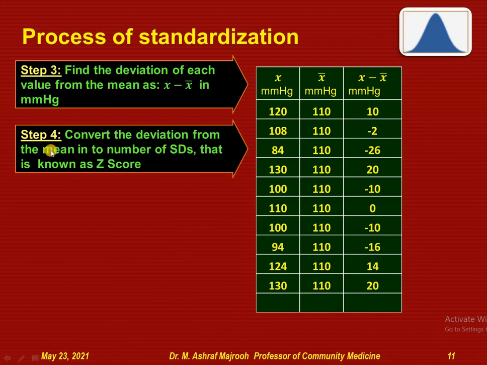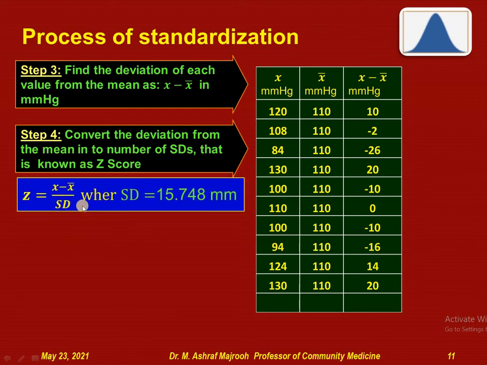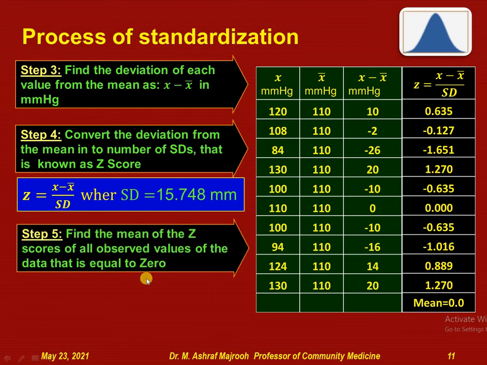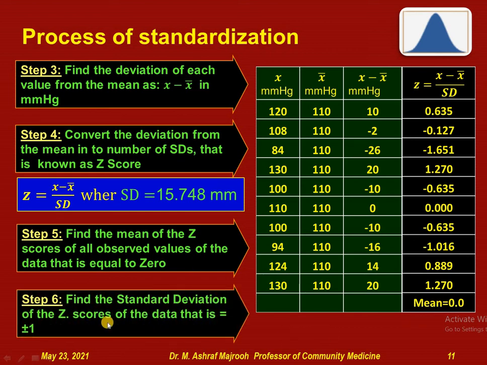In the fourth step, we convert the deviation from the mean into the number of standard deviations, that is known as z-score. For the z-score, the distance x minus x bar is divided by the standard deviation. So 10 divided by this standard deviation gives the z-score here, and in the second column we divide minus 2 by the standard deviation and get this z-score. In this way we get all the z-scores. Next, in the fifth step, we find the mean of the z-scores of all observed values of the dataset, that is equal to 0. Then we find the standard deviation of the z-scores of the data, that is equal to plus minus 1.